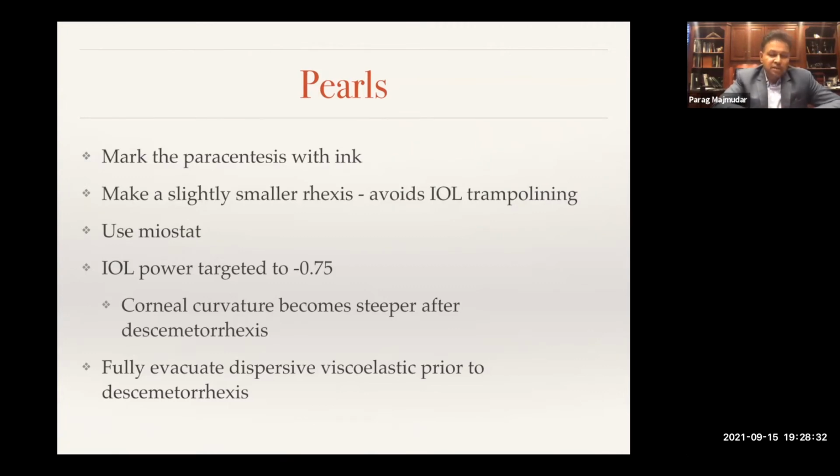Pressure was sky high, 75 or 80, middle of the night kind of thing. Went to the emergency room, didn't call me, and then I found out about it at 4 a.m. I went into the ER. I'm burping the eye at their slit lamp, and I'm just getting gobs of viscoelastic coming out. It was not a fun sight. So remember to fully evacuate your viscoelastic before you start your cornea.